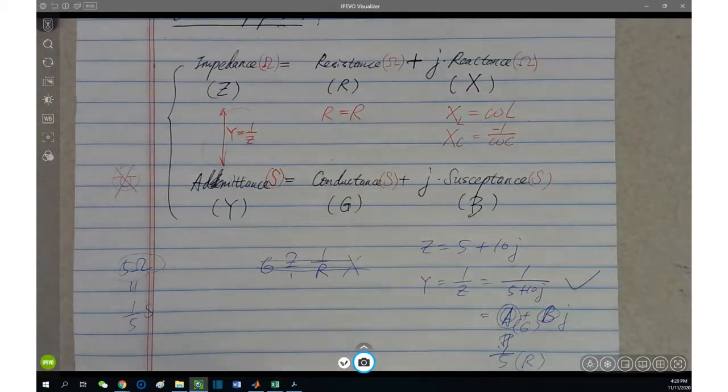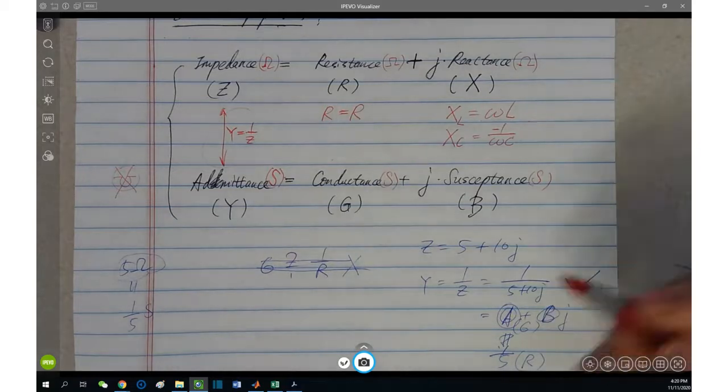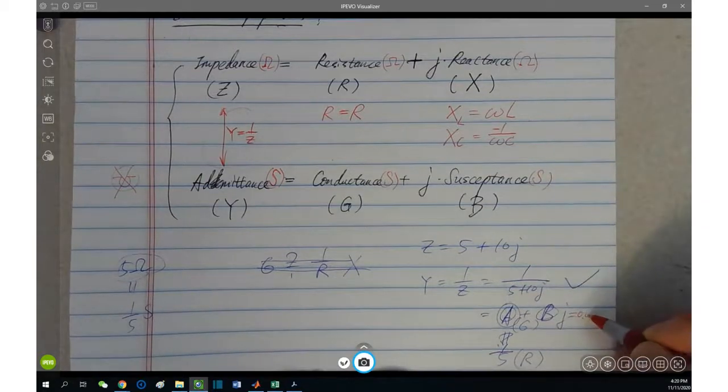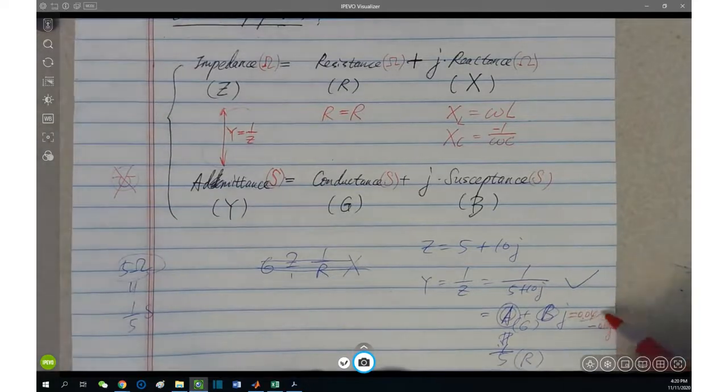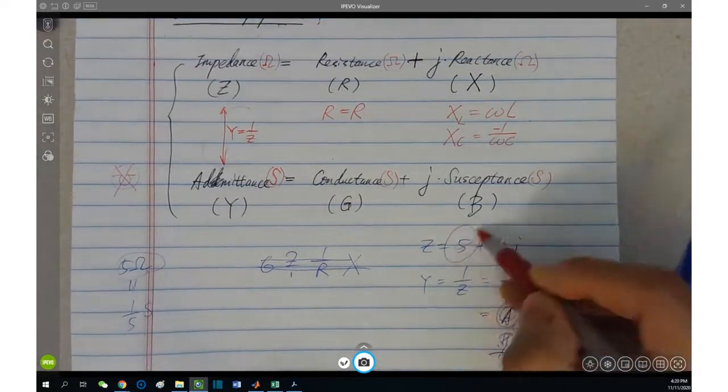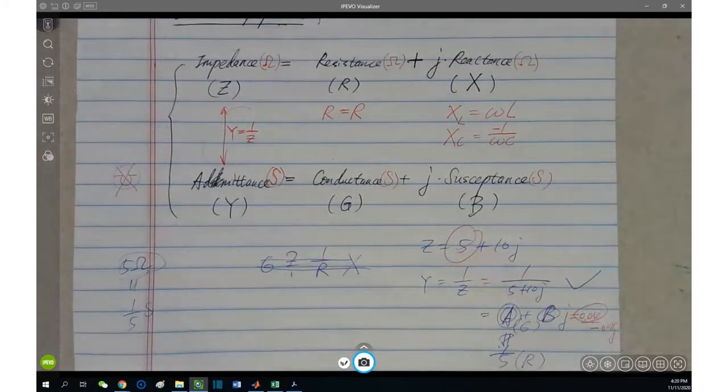Now, by the way, here for this one, I just used my calculator to calculate. This is equal to 0.04 minus 0.08j. So obviously 0.04 is not equal to 1 over 5 here. Understand what I'm talking about here? Response, please. Anything? Understood. Okay, thank you. So you can move on now.